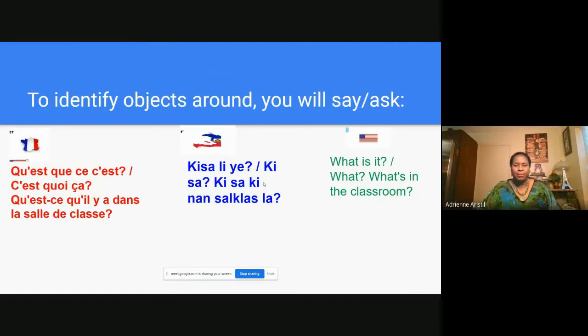In Creole, you will say, qui ça lié? Qui ça? And for the classroom, you will say, qui ça qui dans classe là? Let me go for the Creole one again. The way you ask about objects, you will say, qui ça lié? Qui ça? Qui ça qui dans salle classe là?